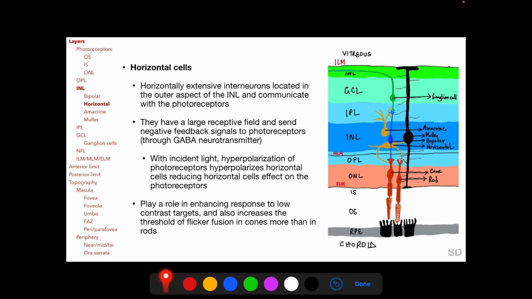Horizontal cells are interneurons located in the outer aspect of the inner nuclear layer and communicate with photoreceptors. They have a large receptive field from multiple photoreceptors and send negative feedback signals to the photoreceptors, and they are said to play a role in enhancing response to low contrast targets and also increase the threshold of flicker fusion in rapidly alternating targets. Flicker fusion is the frequency of alternation of a rapidly alternating target when the alternation is no longer perceived and the target is seen as a continuous stimulus.